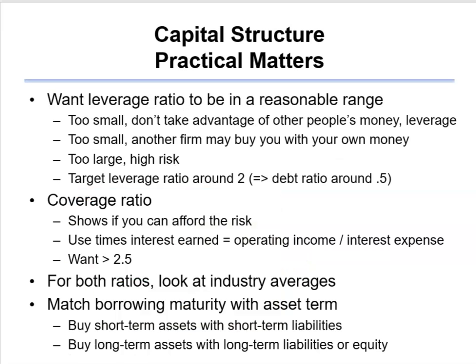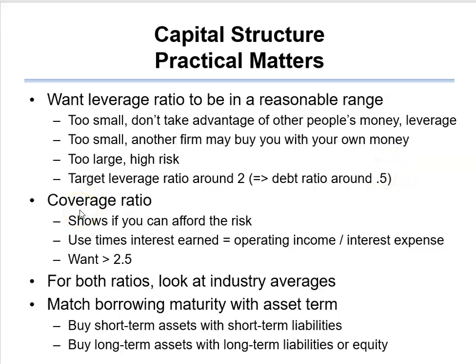Now there are some practical matters when you're looking at your capital structure. You want it to be in a reasonable range. And there are rules of thumb. Target leverage ratio ought to be around 2. You don't want too much risk. On the other hand, if too small, then you're not really using other people's money. So a good target is around 2. That means you have a debt ratio of around half. Half of your assets were bought with borrowed money.